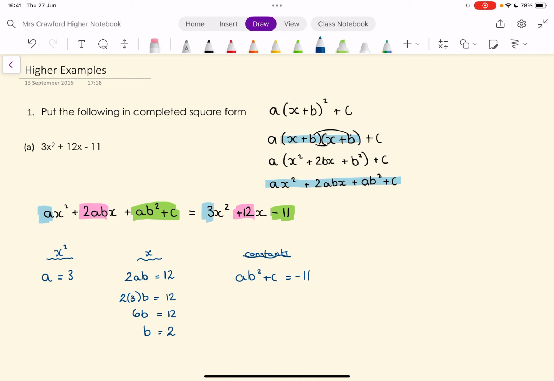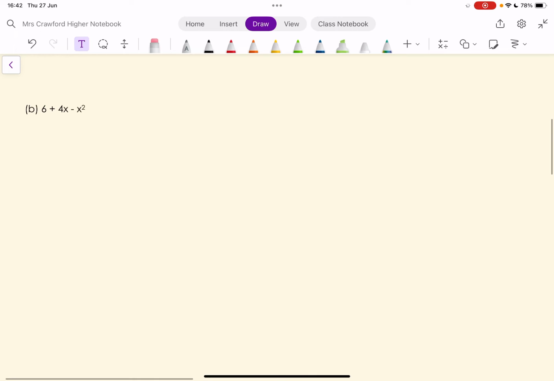Now that I know a and b, I can put them into my last equation. So I have 3 times 2 squared plus c equals negative 11. 2 squared is 4, times 3 is 12. Then if I take away 12 from both sides, that gives me c equals negative 23. So when I write this in completed square form, that gives me 3(x plus 2) all squared, take away 23, by replacing a, b and c with the numbers we've worked out. All right, so let's just try another one.